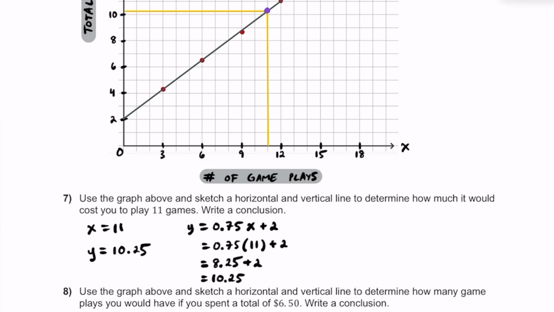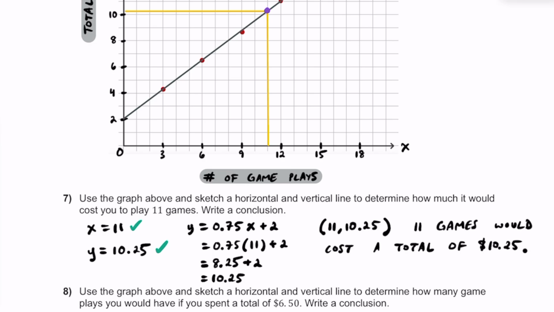So while with the estimate we were kind of just hoping it was that value, everything is multiples of 25. So I didn't think it was going to be 50 cents or 75 cents. It looked definitely closer to 10 here. So what does this mean? Well, we can write the ordered pair as 11 comma 10.25. We just kind of verified that. And we can write the conclusion that 11 games would cost a total of $10.25.